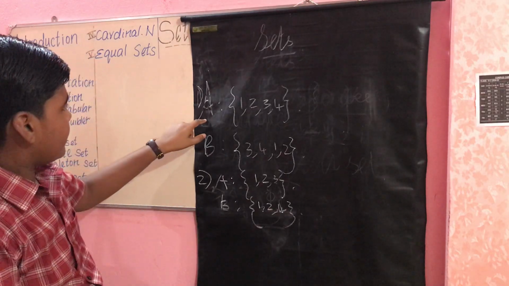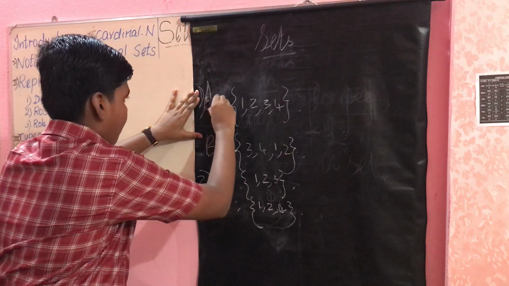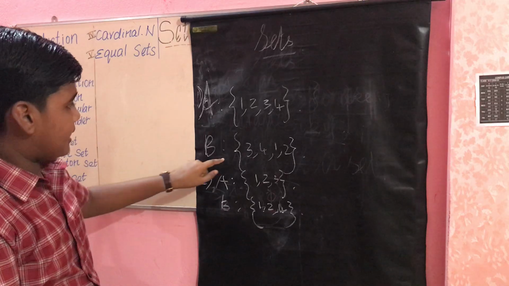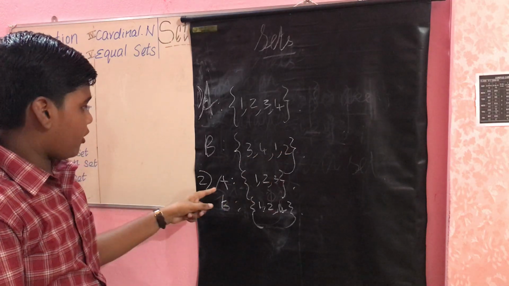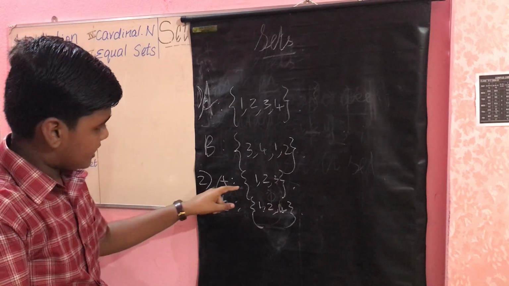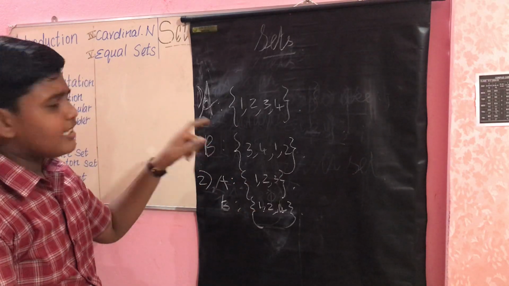So here I wrote A is equal to 1, 2, 3, 4, B is equal to 3, 4, 1, 2. This is the first sum. For the second sum, A is equal to 1, 2, 3. Here B is equal to 1, 2, 4. Is this an equal set?